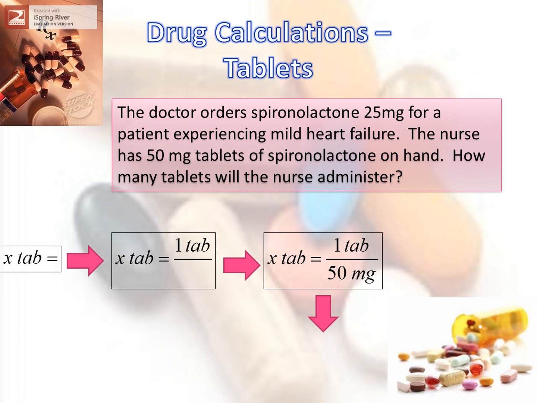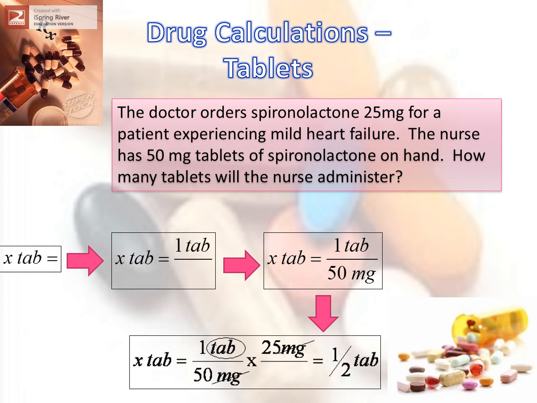And then we don't want milligrams, because milligrams is nowhere in our desired unit. So it's currently on the bottom. We put it on top so that it'll cancel out. How many milligrams? Go back to your problem. Look, 25 milligrams. So the milligrams and the milligrams cancel out, and what you're going to do is multiply across, multiply the top and divide the bottom. So you can say 1 times 25 divided by 50, or you can say 1 divided by 50 times 25. It doesn't matter, as long as whatever's on top you multiply and whatever's on bottom you divide. You should end up with a half a tablet.